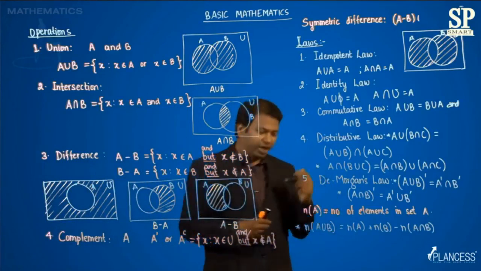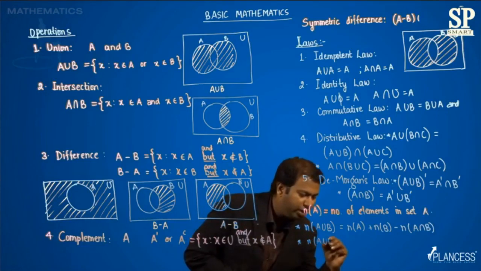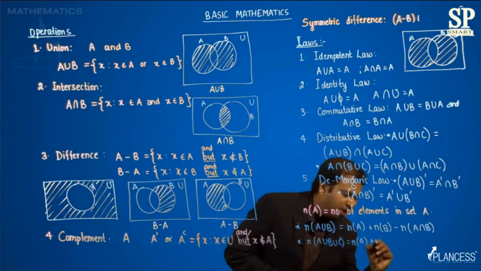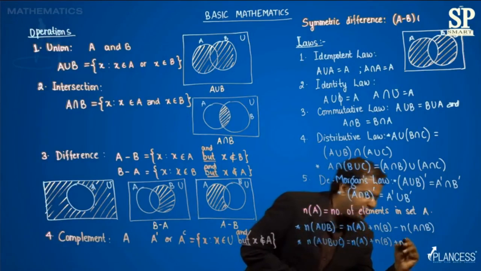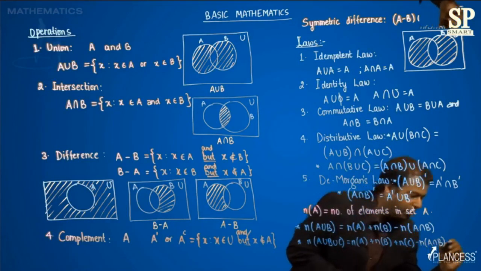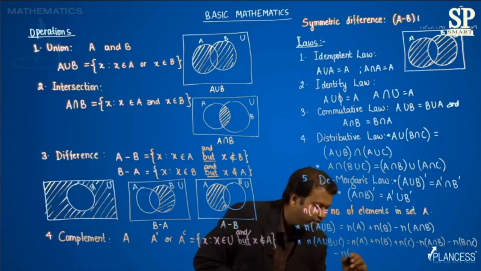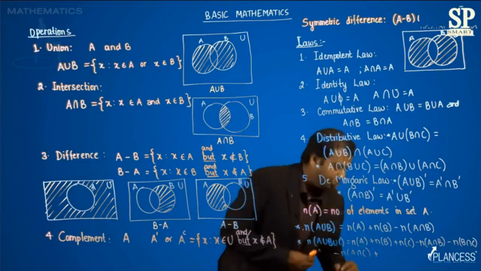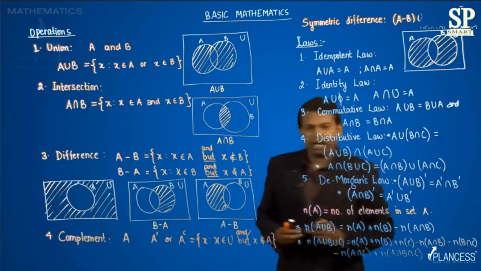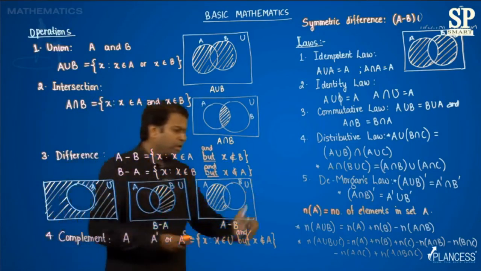And if we have 3 sets, then we can have the formula of n of A union B union C equal to n of A plus n of B plus n of C minus n of A intersection B minus n of B intersection C minus n of A intersection C, and then plus n of A intersection B intersection C. So these are 2 important results related to number of elements in union of 2 and 3 sets.